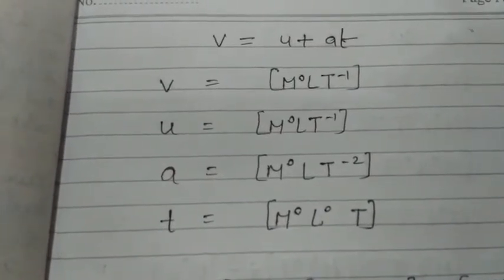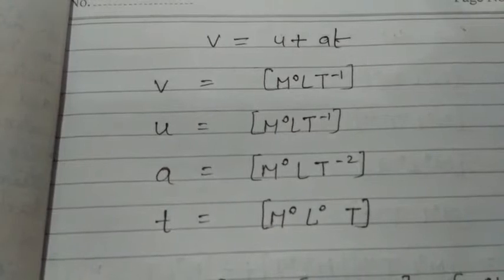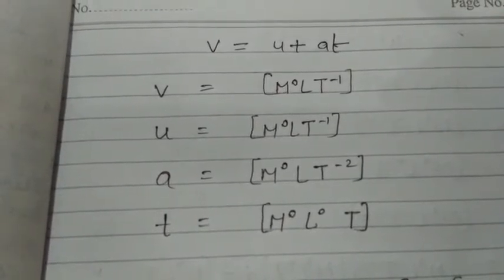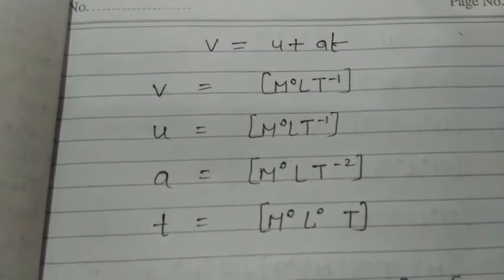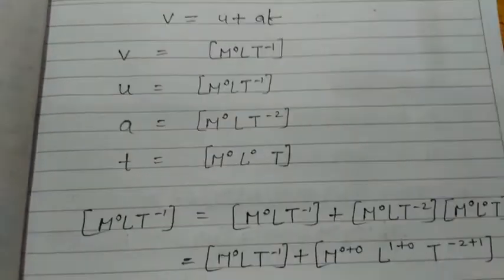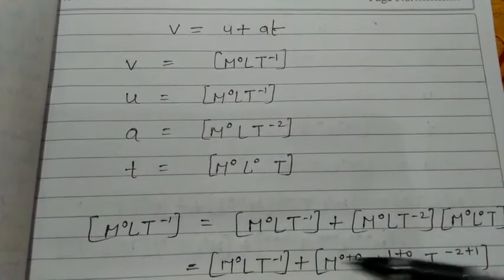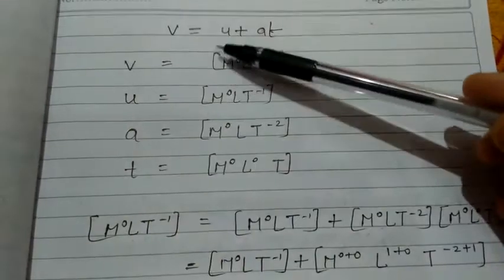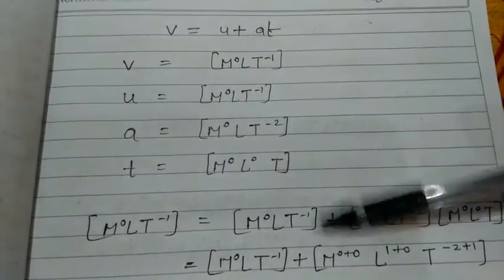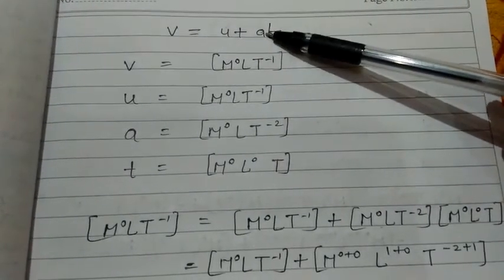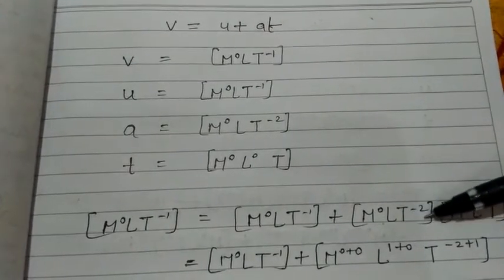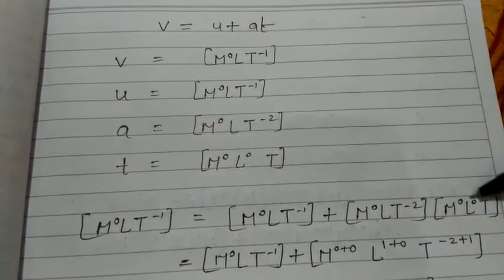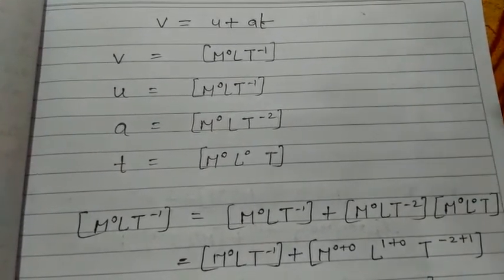After deriving the dimensional formulas, what we have to do is put these formulas in the given equation in place of the physical quantities. So here you can see we have put the values: in place of v, M^0 L T^-1; in place of u, M^0 L T^-1; in place of a, that is acceleration, M^0 L T^-2, into t, a into t. So here we put the value of t, M^0 L^0 T.